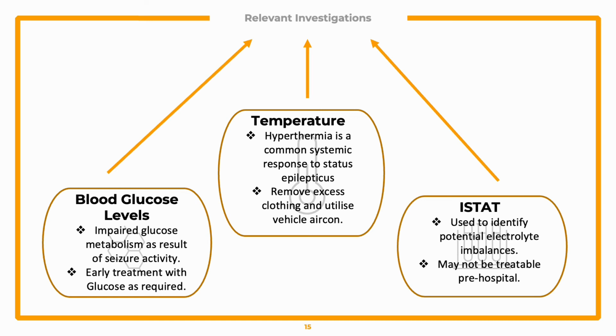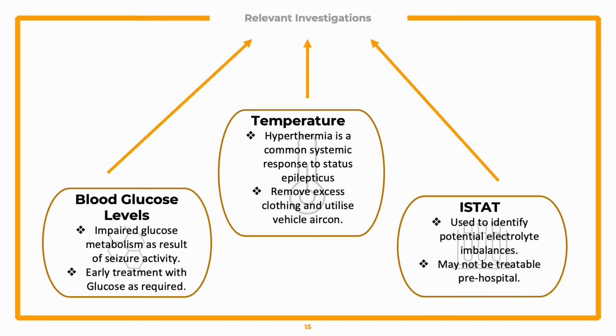A temperature should always be checked in these patients. Hyperthermia is known to be a very common systemic response to status epilepticus, which may result in an increased risk of brain injury. This increased temperature is due to the continual clonic movement during the seizures. Early treatment of this is vital. Removing clothing whilst maintaining dignity or utilizing the vehicle's aircon can be used to treat this.